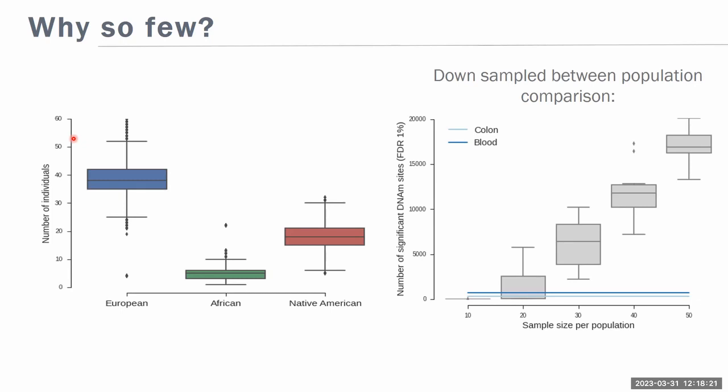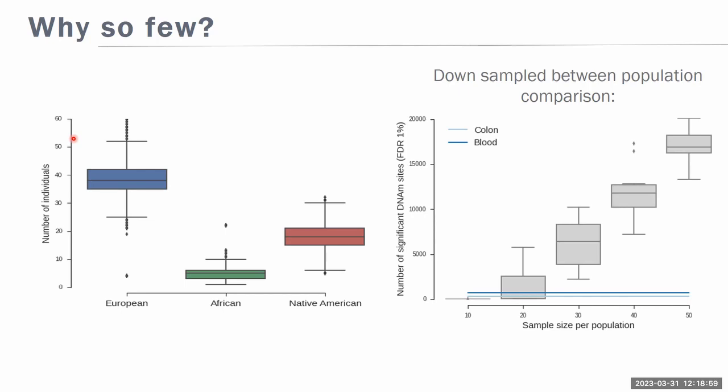On the right, you see for different sample sizes the number of differently methylated sites in the African to European population comparison. And you can see that when you get down to a sample size of around 20, which is where we will mostly be, due to the low number of African and Native American individuals that we have in each local comparison, the number of hits that you find is comparable to what we see.